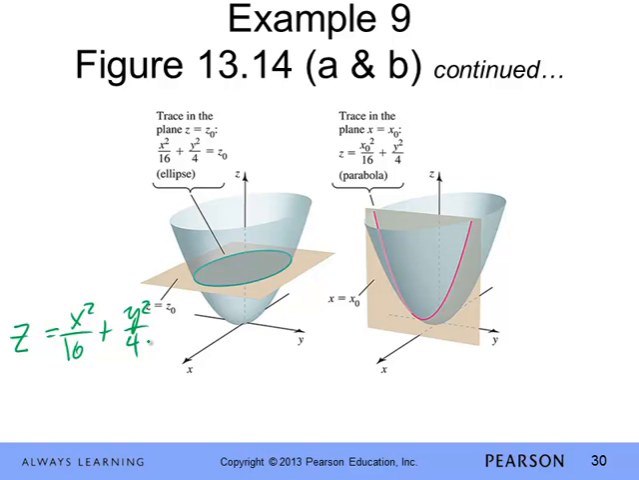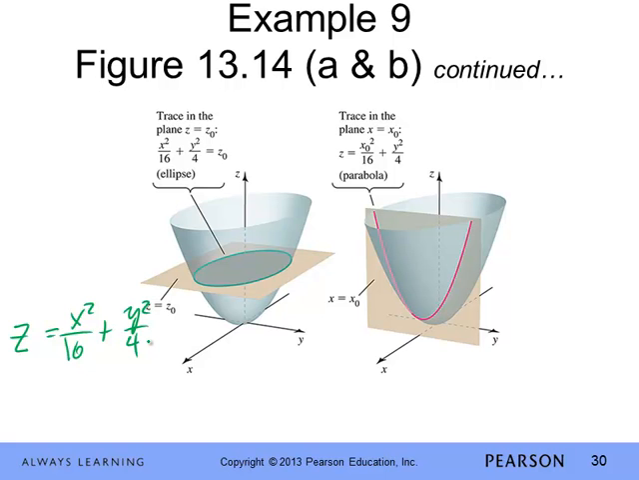Now, let me just mention that if you try to set z equal to 0, then you have 0 equals x squared over 16 plus y squared over 4. And so what do you think x and y are in order for that equation? x and y would also have to be 0. So that's actually going to be that one and only intercept that you see right down there at the bottom.